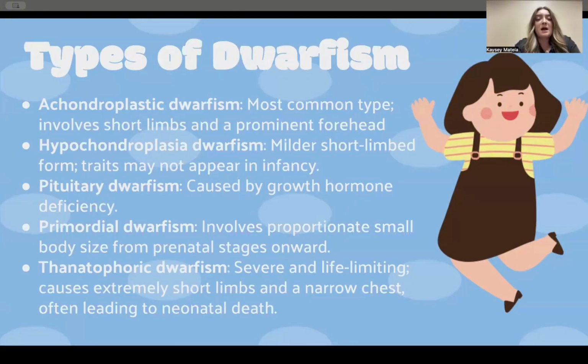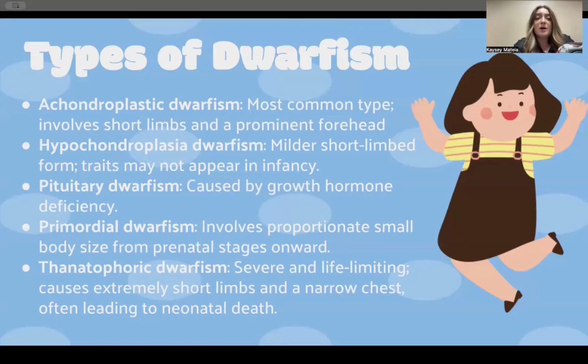The second type is hypochondroplasia, which is a milder form of the first one. Some characteristics are mild disproportion, and it is often diagnosed later in childhood. The third one is pituitary dwarfism, which is growth hormone deficiency. It happens due to low growth hormone, and you have a proportionate short stature. With early diagnosis and growth hormone therapy, patients can improve their outcome of that type of dwarfism.